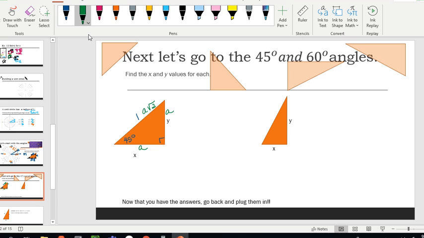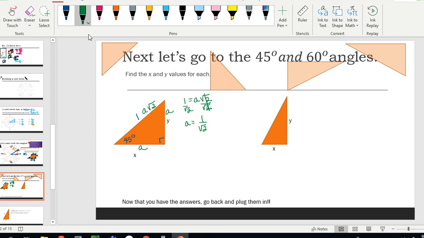So as soon as I know what a is, I know what a root 2 is. It's 1. But as soon as I know what a is, I know what my x and y will be. So 1 is equal to a times the root of 2. To solve for a, I divide by the root of 2, and I get a is equal to 1 over the square root of 2.